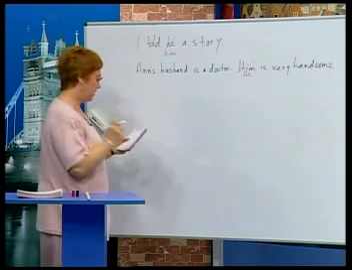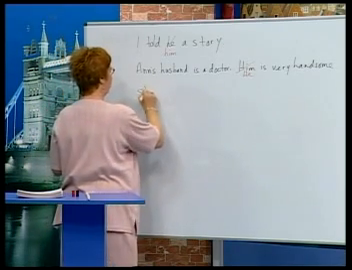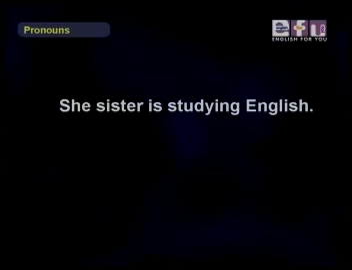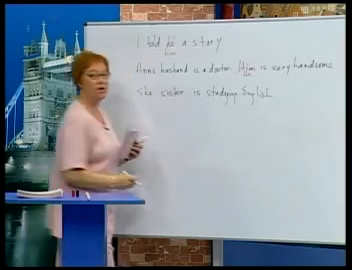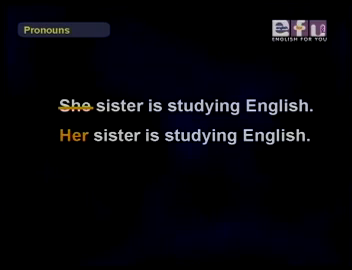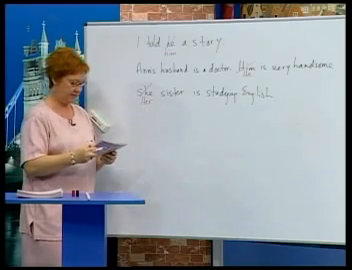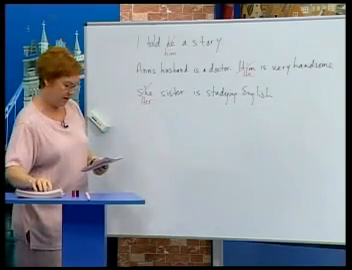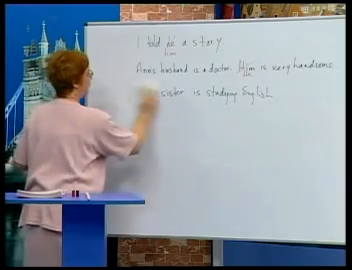Okay, Isabel, here's a wrong sentence for you. His sister is studying English. Now, this sentence is wrong. Please fix it. Okay. Her sister is studying English. Okay, all right. So we have to use her because we're using sister. This is possessive. All right. Now, let's take this off.